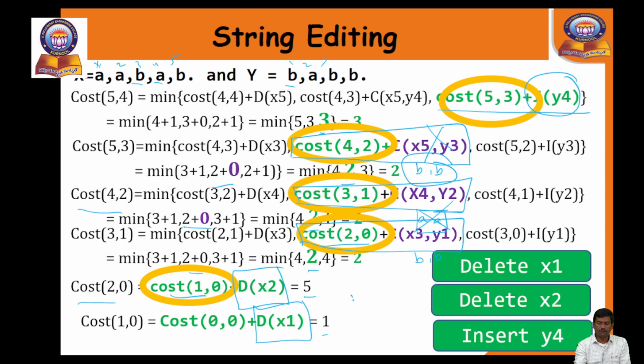So whenever you have insert and delete, the cost is directly associated, equal to 1. And whenever a change edit operation is involved, as in the given example, c of x5 comma y3, whether you have to take this edit operation or not depends upon the letters present. That is, x5 is equal to b, y3 is equal to b. If you have the same letters, then you should not take the edit operation.